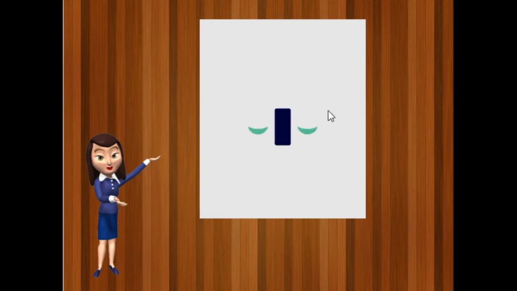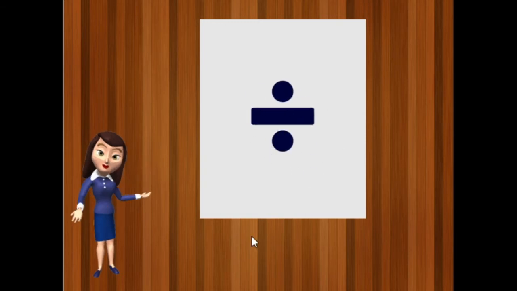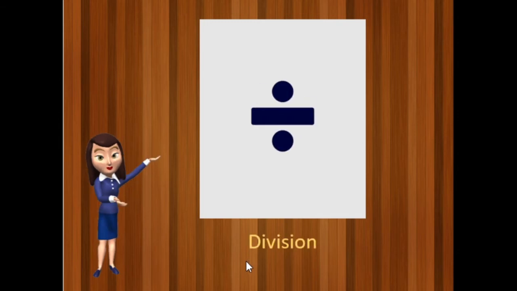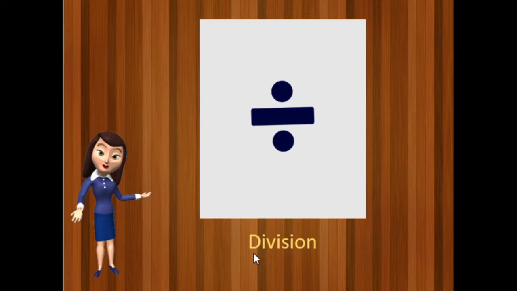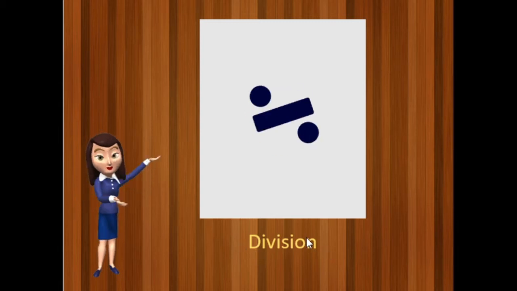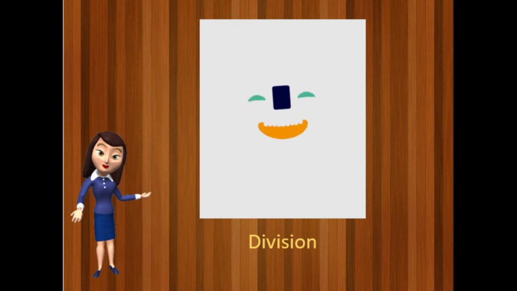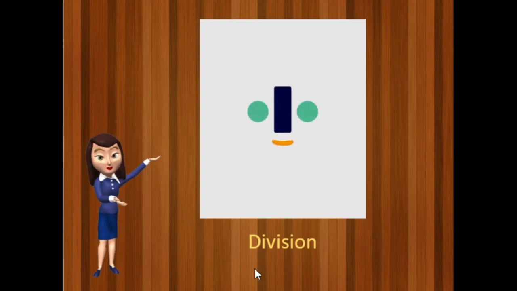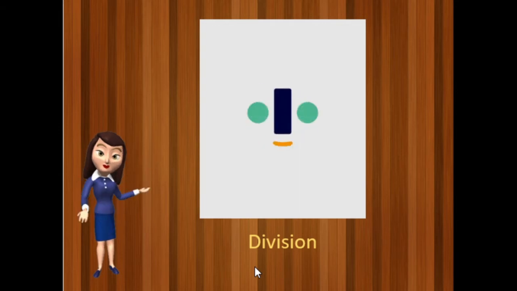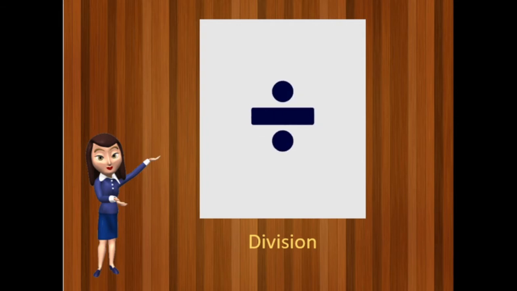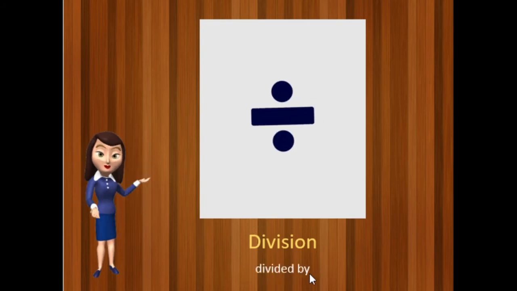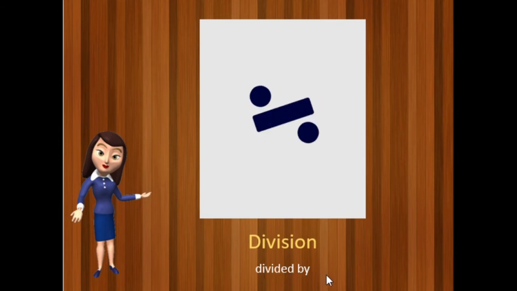Now, let's try to learn another math operation, and you can see it on your screen. When you see this symbol, it means you are going to do a division problem or division equation. Division. Again, division. If we perform this operation, we say divided by. Divided by.